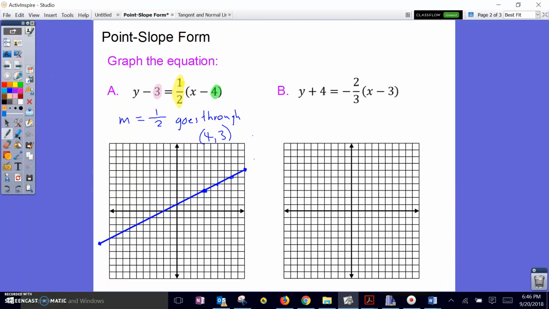And there is the graph of y minus 3 equals 1/2 times the quantity x minus 4. All right, let's do the same thing in part B. The slope is going to be negative 2/3, and it's going to go through point 3.